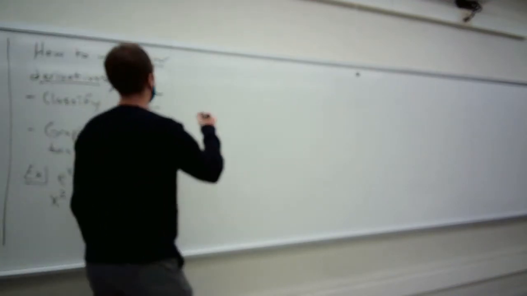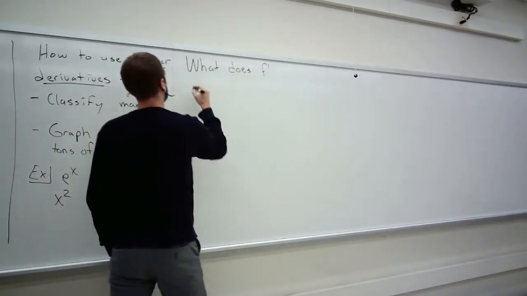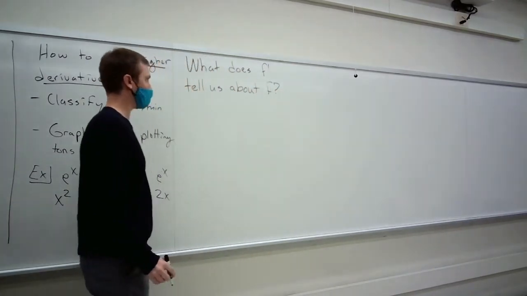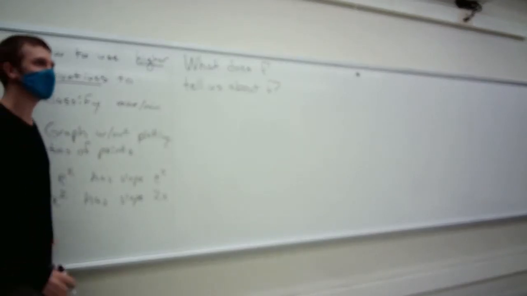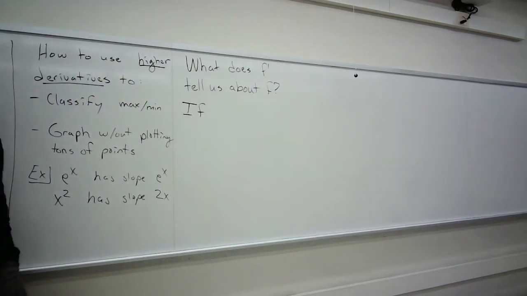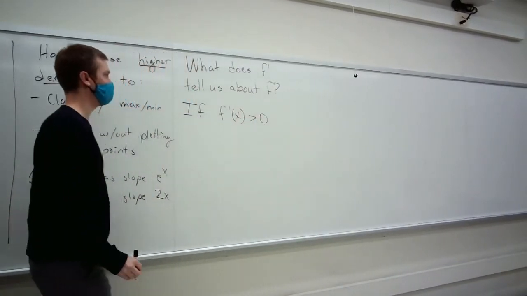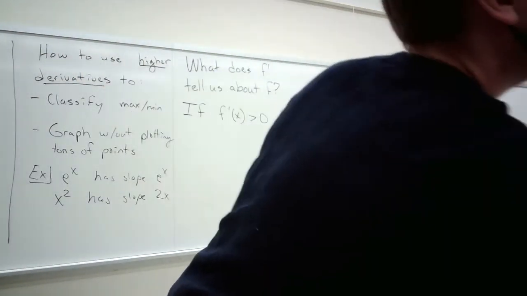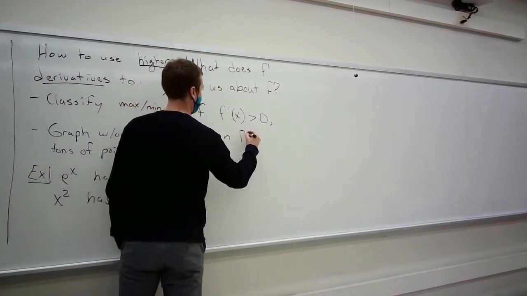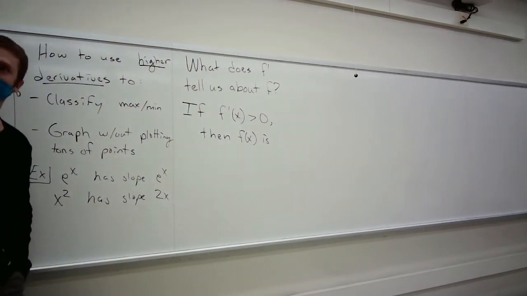So we're going to start with this basic question. What does f prime tell us about f? Obviously the slope, but what else? Well, if the derivative is positive, then f of x is doing what? Increasing.